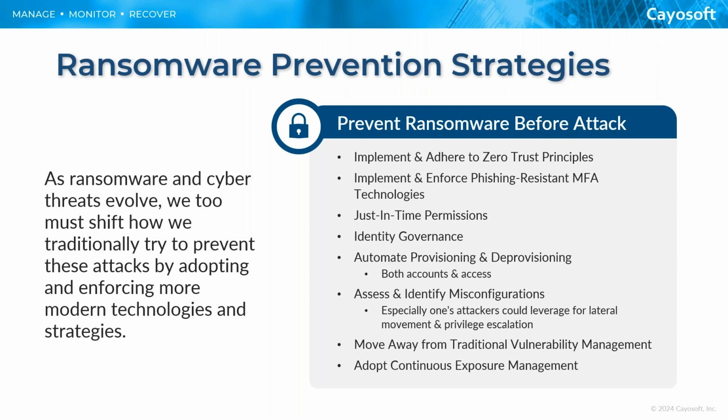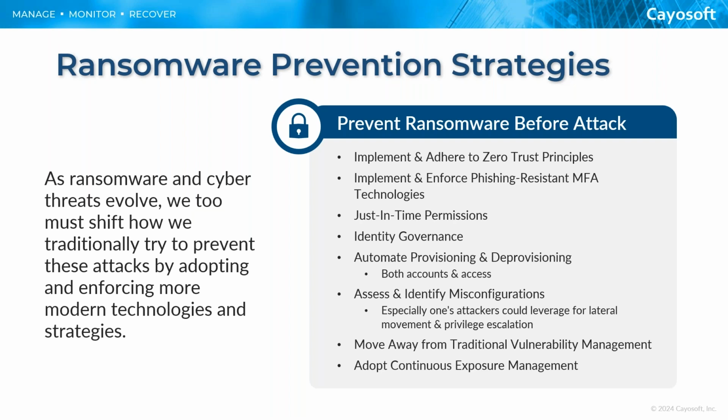We need to focus on identity governance, including automation and provisioning, deprovisioning. But not only the accounts, we also need to focus on the access. We need to assess and identify misconfigurations, especially within our identity platforms or within our identities themselves, ones that an attacker could leverage for lateral movement and privilege escalation. We know that patching in traditional vulnerability management is not enough, so we need to adopt continuous exposure management solutions.